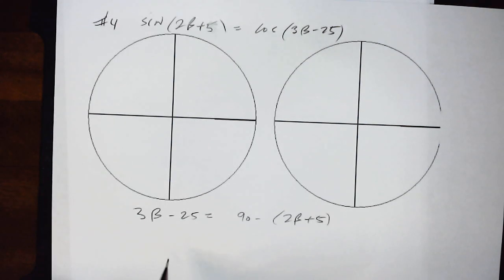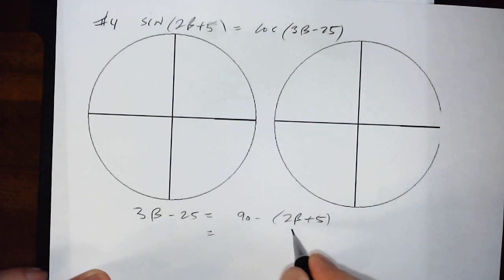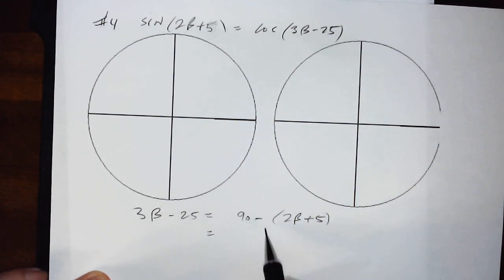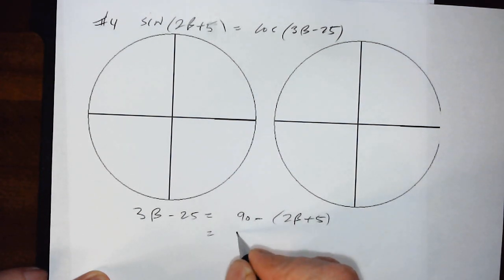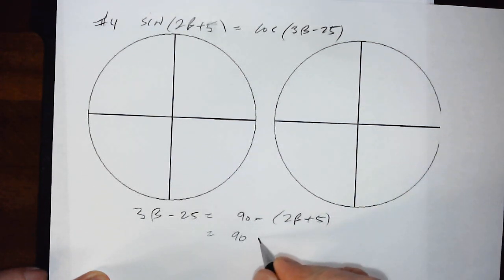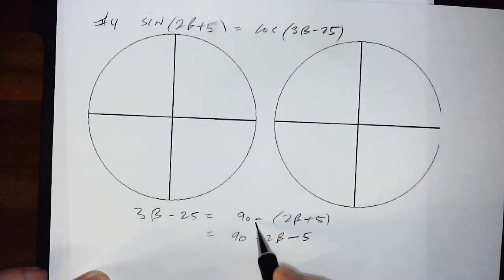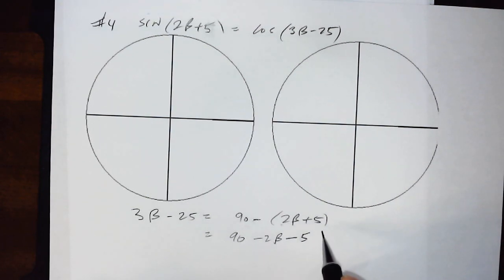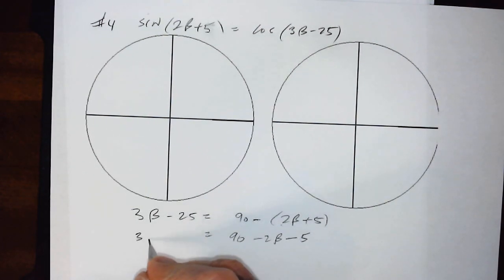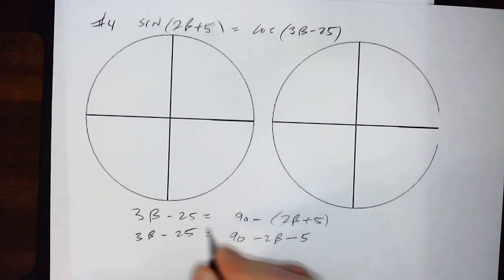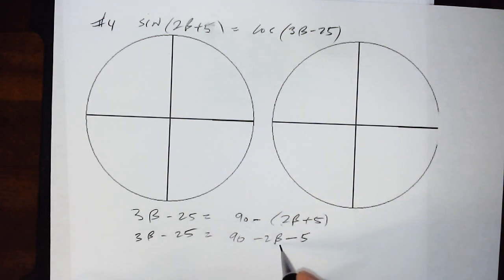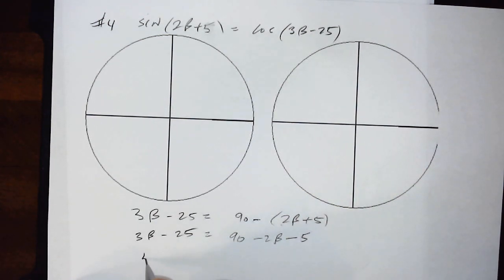Now, let's use a little bit of algebra on this. This is just a simple algebra equation. On the right-hand side, we need to distribute. This is like a -1 times each of these. So I'll rewrite this as 90 minus 2 beta minus 5. Don't forget, minus applies to both of these things. And I'll bring this down. And now let's add 2 beta to both sides. We get 5 beta.